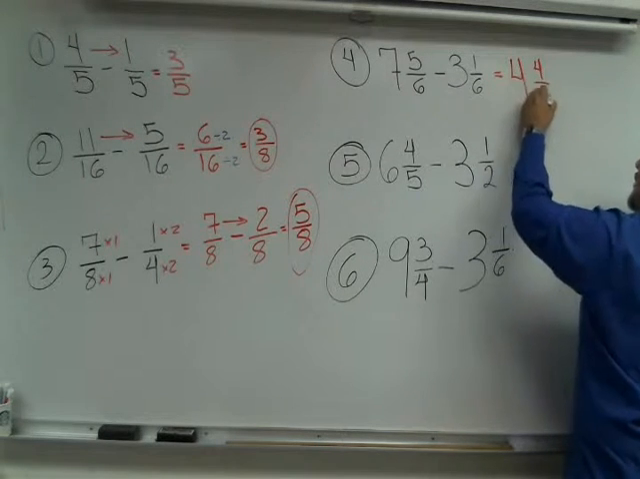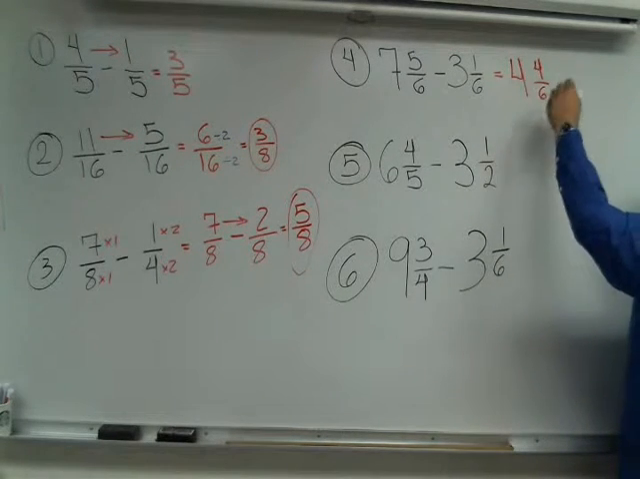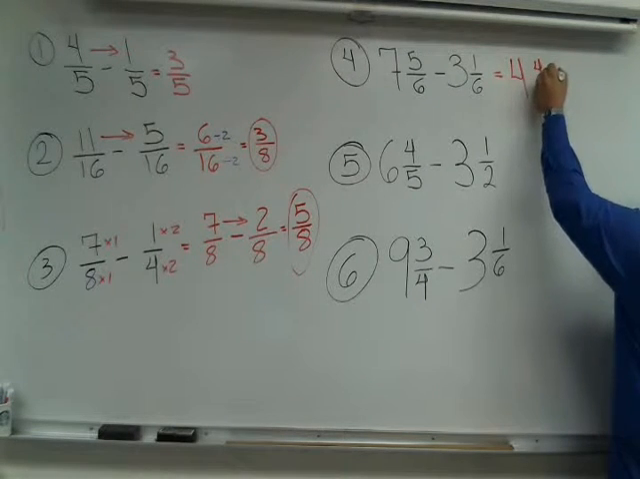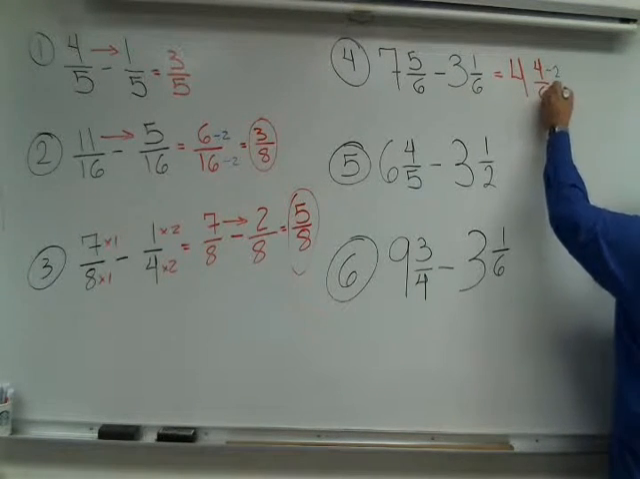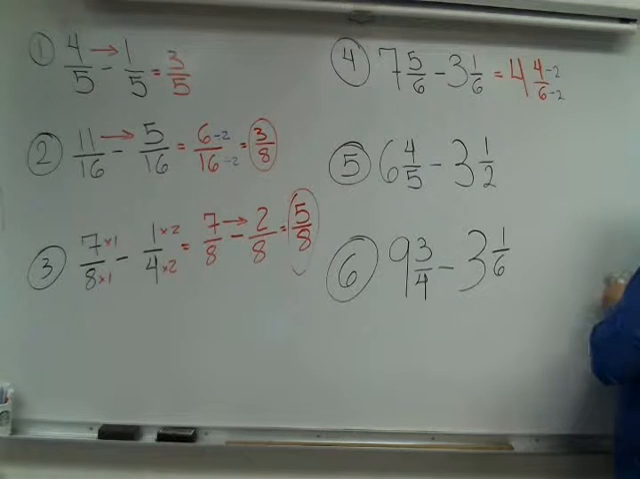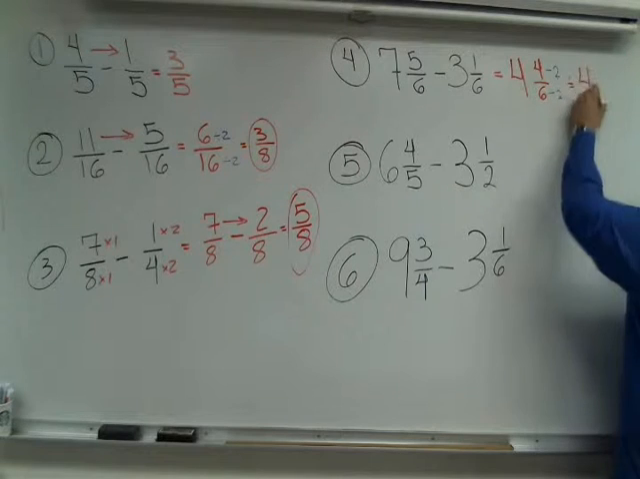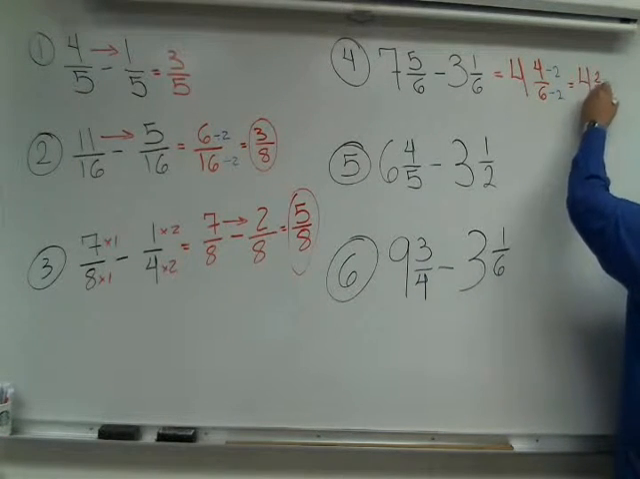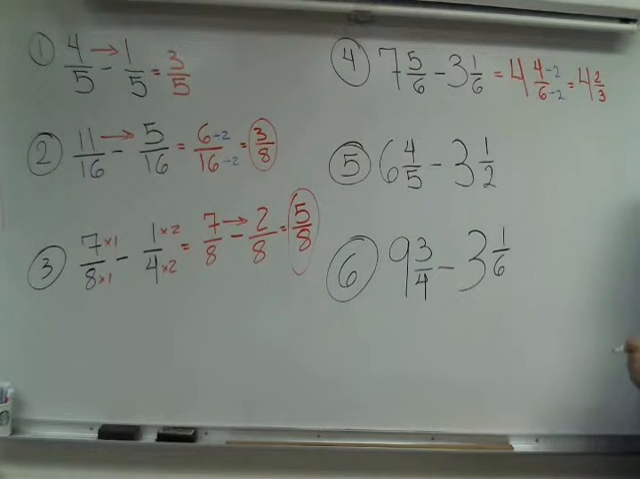6 stays the same. Now I have 2 even numbers, so I know at a minimum I can divide by 2, divide by 2, divide by 2. And the final answer becomes 4 divided by 2 is 2. 6 divided by 2 is 3. 4 2/3.